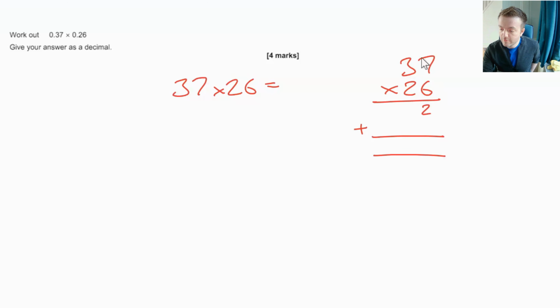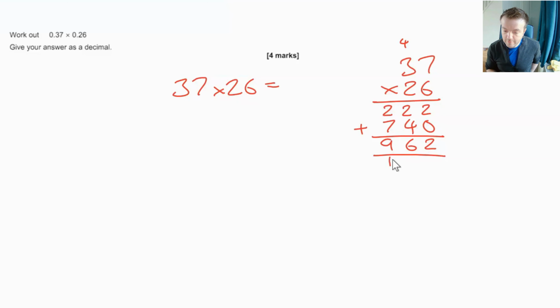So we're going to do 6 times 7, which is 42. Carry over the 4. 6 times 3 is 18, plus the 4 gives us 22. Okay, right. The bottom bit is going to be 0. 2 times 7 is 14. Carry over the 1. 2 times 3 is 6, plus the 7, which gives us that. So then we're going to do 2, 6, and 9.